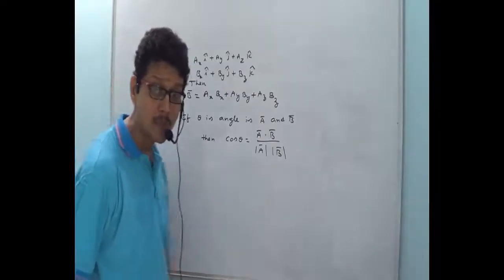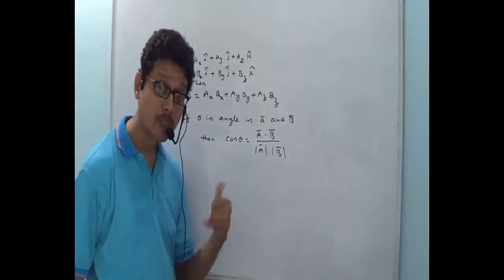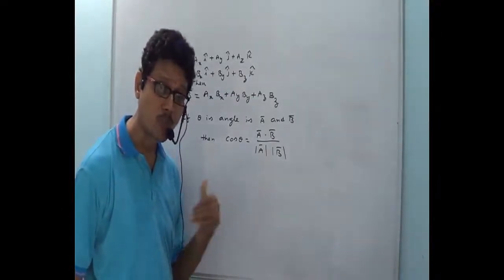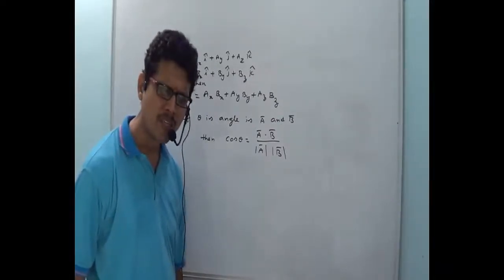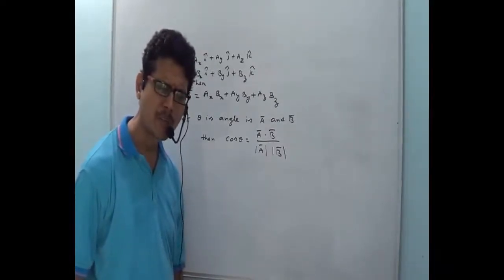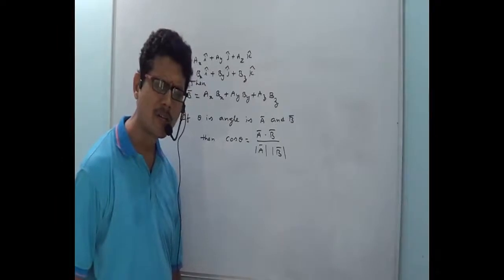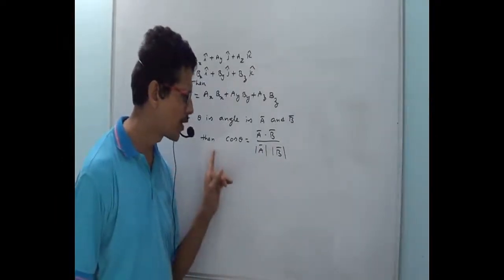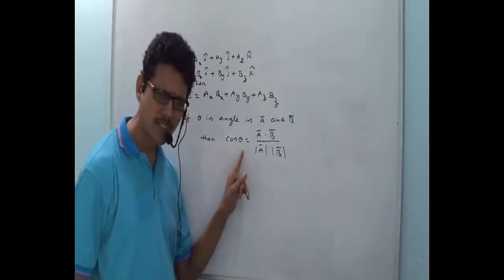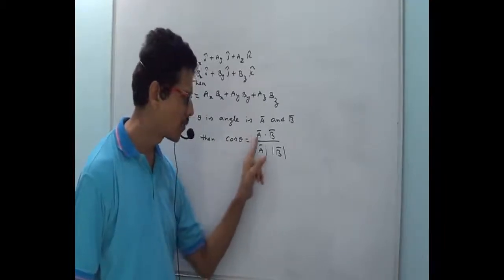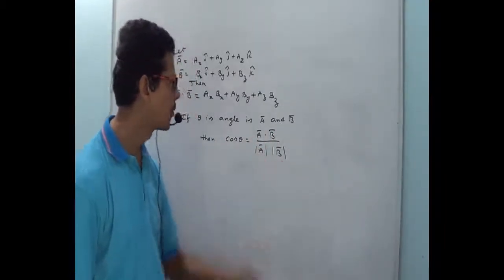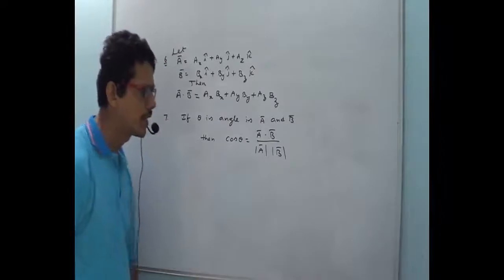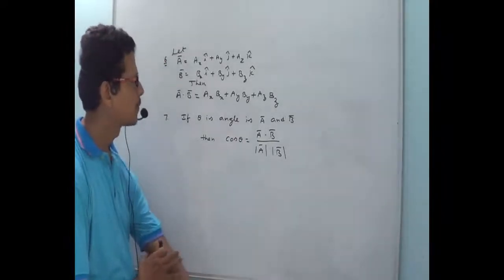So, the angle between two vectors can be found out by using this dot product. What is the formula for cos theta? A bar dot B bar divided by mod A bar mod B bar. In the dot product, A dot B is AB cos theta, I said. But what is cos theta? A bar dot B bar by mod A bar mod B bar. Okay. I'll erase this and we'll go for the problems part.